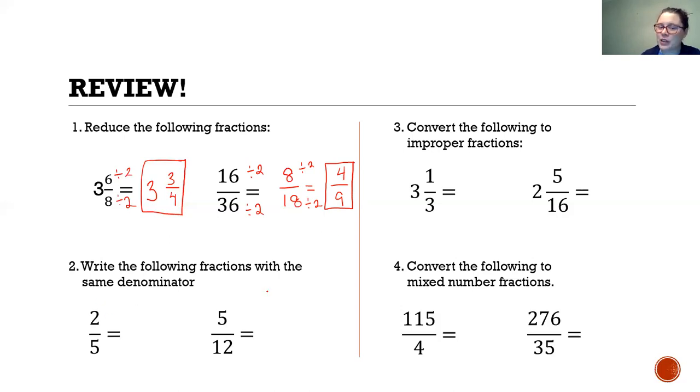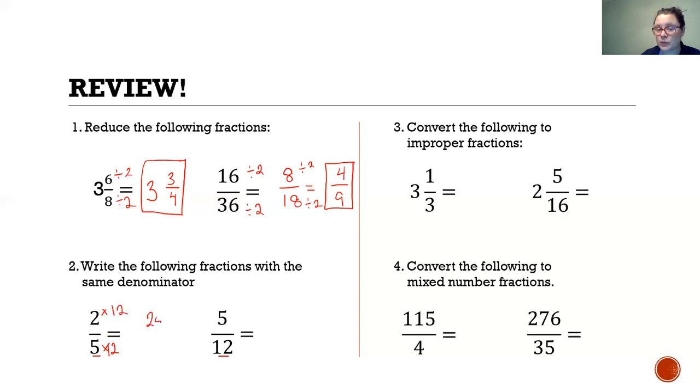Down here, we want to write the following fractions with the same denominator. So we have a 5 and a 12. Now this is where it's good to know your 12 times tables. It'll even help you out when you're doing conversions between feet and inches, since there's 12 inches in a foot. 5 times 12 is 60. That's the closest multiple you are going to find. So that's what we're going to do.